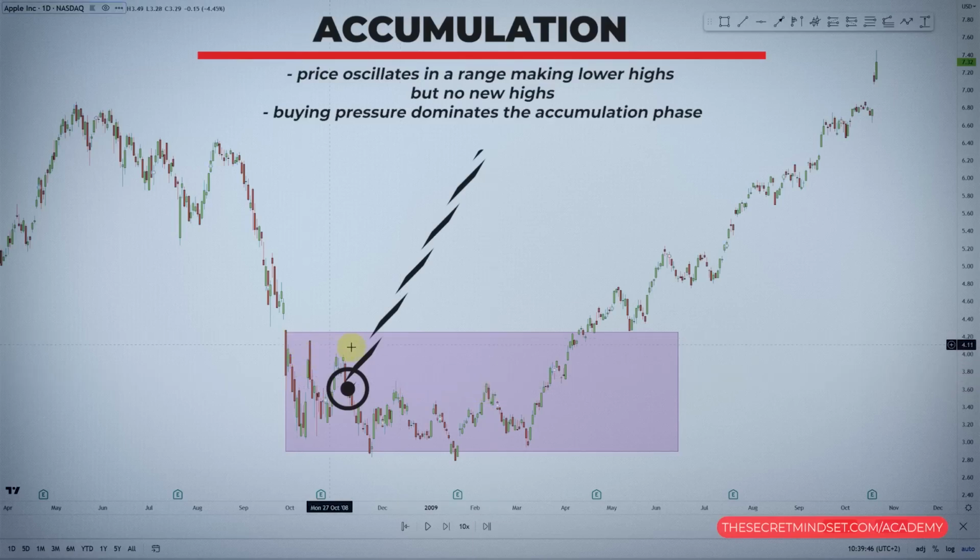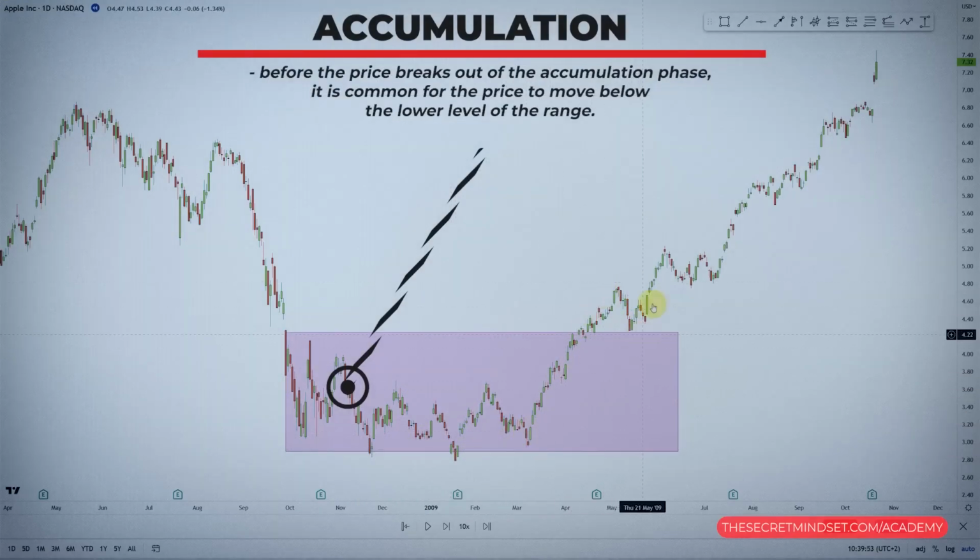Even if price remains range-bound, the buying pressure dominates the accumulation phase. Before the price breaks out of the accumulation phase, it is common for price to move below the lower level of the range. This movement is a false breakout, giving buyers another reason to buy low.